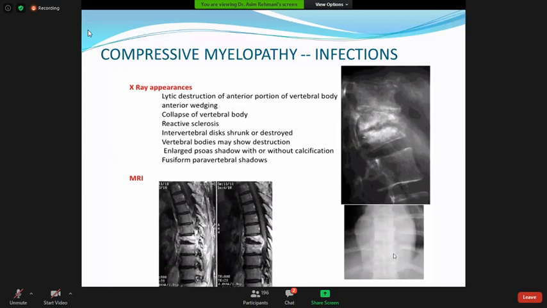in AP projection. These two images are MRI, dorsal spine, T1 weighted images with contrast enhancement, and we can see the involvement of one complete vertebra along with granulation tissue causing compression of the spinal cord. We can appreciate a signal change within the spinal cord, a very subtle brightness within the spinal cord.